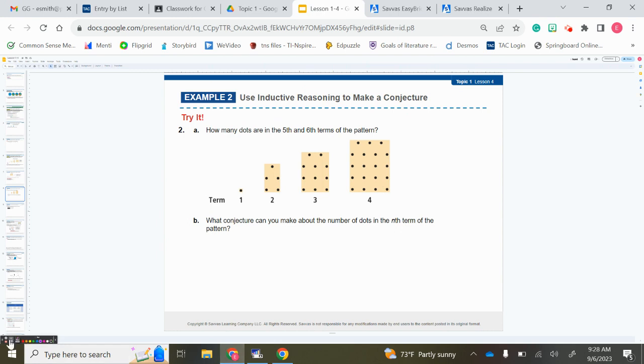If we count, we see that this has 1, this has 5, this has 11, this has 19. What's the 5th term and the 6th term going to be? Who can tell me? Go ahead. 29 and 41. Very good. 29, 41. Does everybody see why that is? Who doesn't?